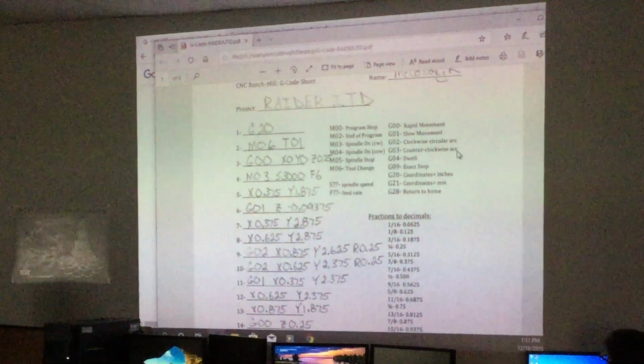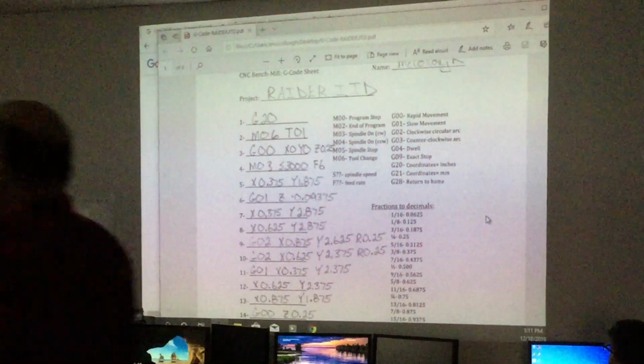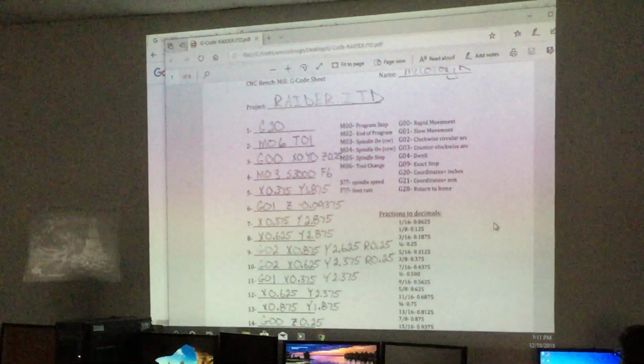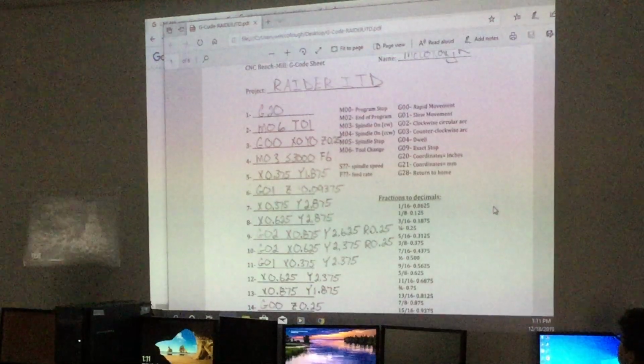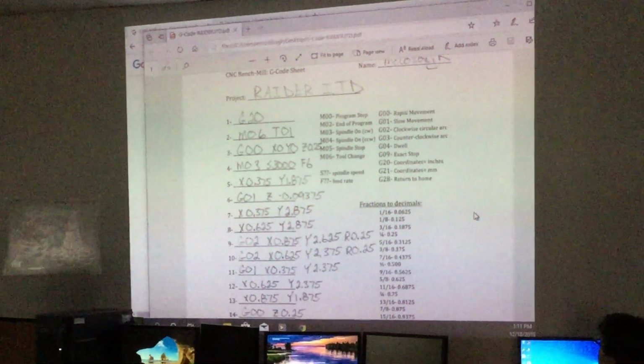So as we go through this, what's that first step? What am I telling it? G what? 20. So my little summary there, what am I telling it? Coordinates is in inches.